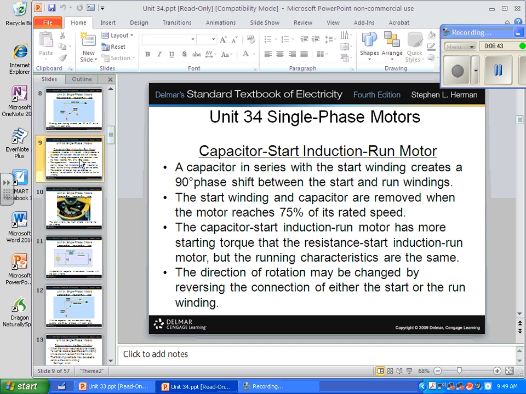Direction of rotation may be changed by reversing the connection of either the start or the run winding. Once again, why do we change the start winding instead of the run winding? Same idea: avoid excessive reluctance, or avoid excessive residual magnetism.